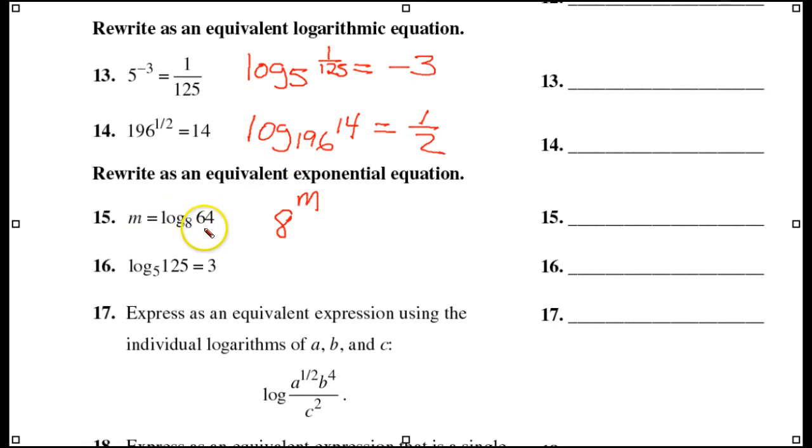And what's our answer? 64. So we already have an idea that this might be a 2, right? Okay, they're not asking for that though. Number 16. Our base is 5. Our exponent is 3. And what's our answer? 125. Again, some good notes here if you have a problem with it.